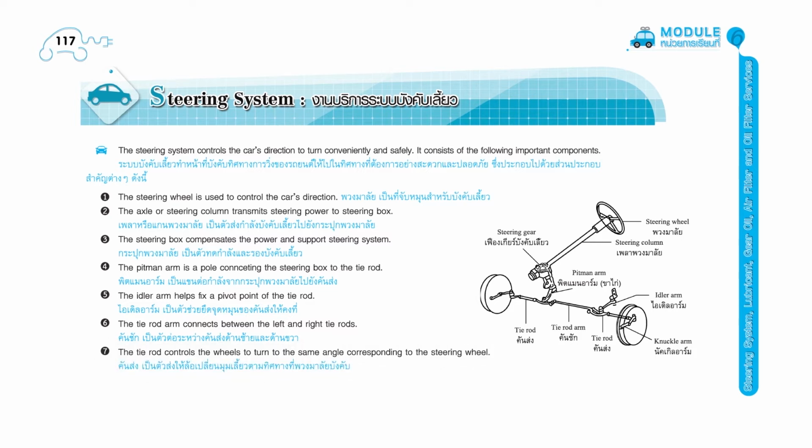7. The tie rod controls the wheels to turn to the same angle corresponding to the steering wheel. 8. The knuckle arm transmits the power from the tie rod to the wheels. Steering wheel, steering column, steering gear, pitman arm, tie rod arm, idler arm, knuckle arm.